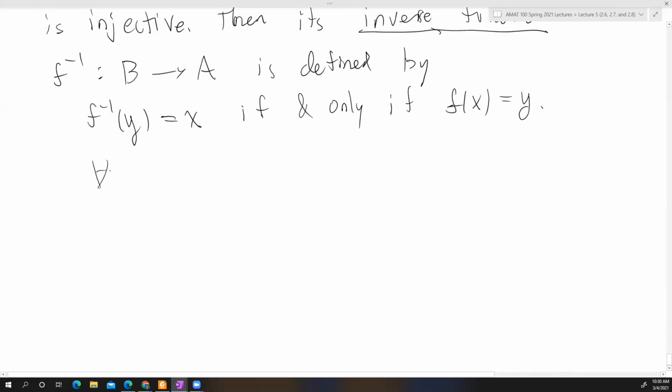And this is for any y inside B. So what this says is, if you want to look at how f inverse maps a given element, if you want to look at where f inverse sends y, you need to go back to the original function, find the value of x that f maps to y, and that will be the output of f inverse.